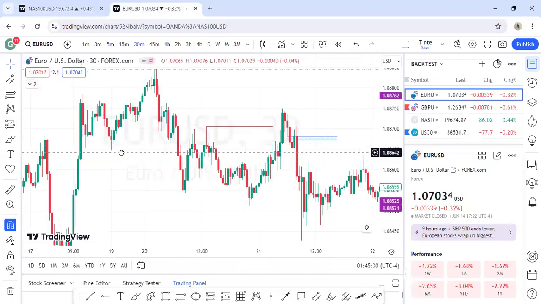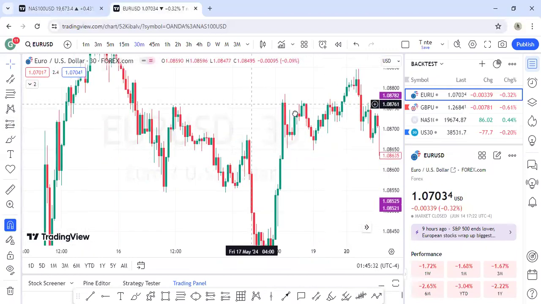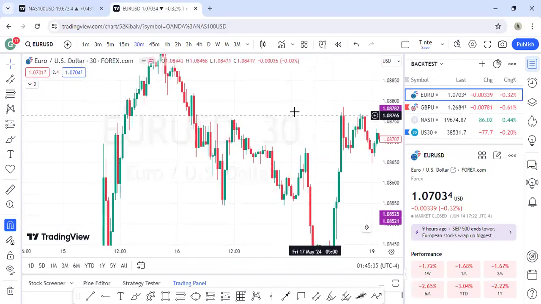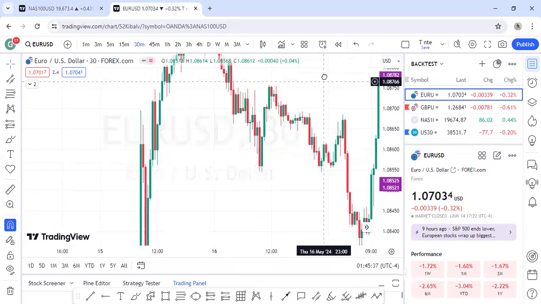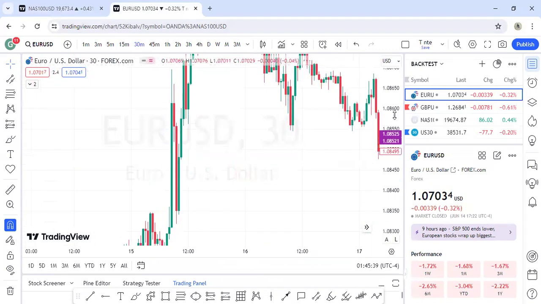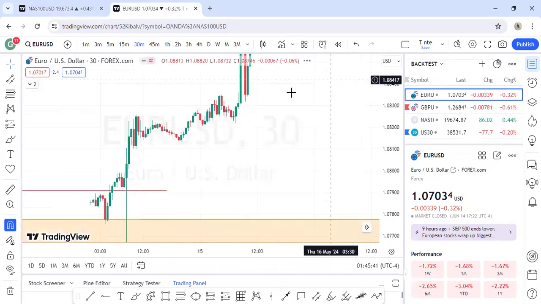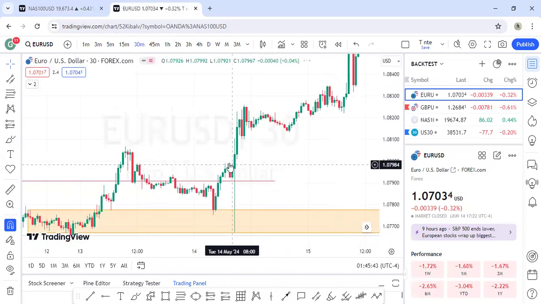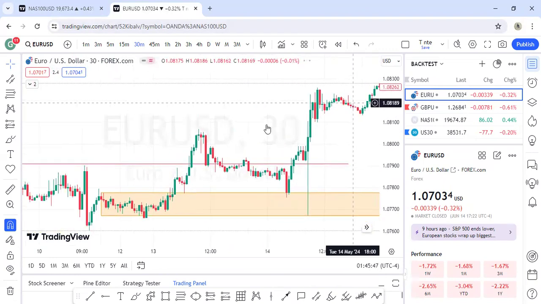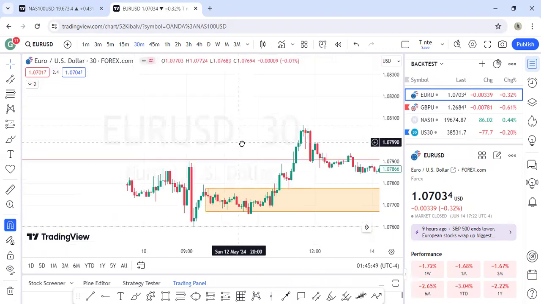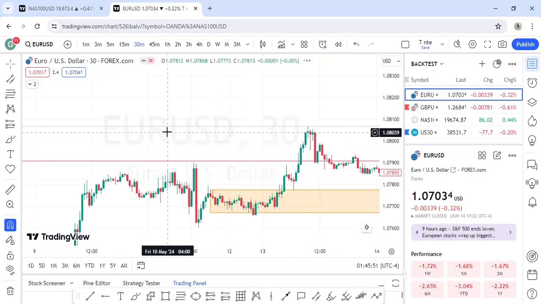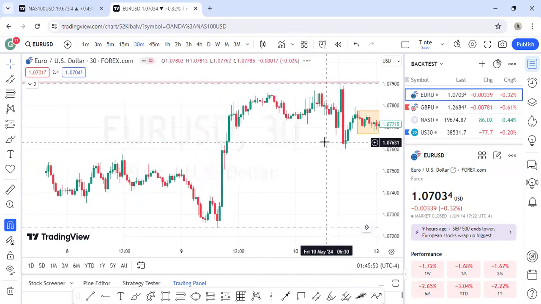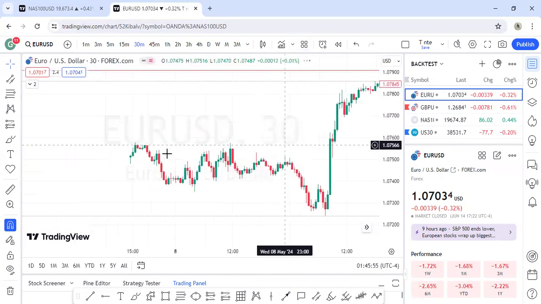I've not picked an example with that, so let us quickly look for an example with an inducement before it. Right, let's look at another one that had an inducement before it. Let us look back in time. This one blasted through and then continued higher. That is fine. I'm trying to look for an order block with an inducement before it, so you can get a better picture of what I'm saying.